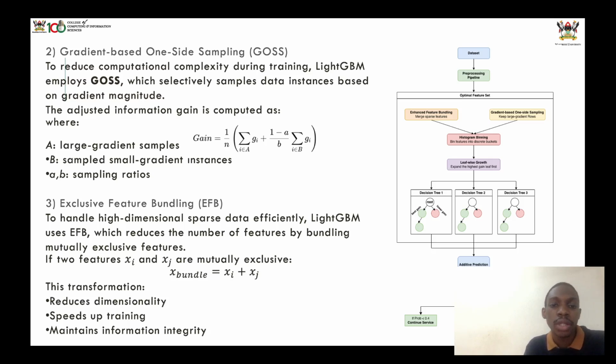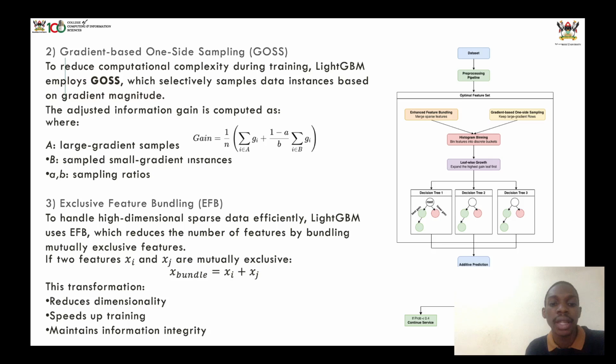So the adjacent information gain is computed as we can see. The gain is 1 over n times the summation of ki plus 1 minus a over b times the summation of ki, where i is an element of B. A represents the large gradient samples, B represents the sampled small gradient instances, and small a and b are the sampling ratios. So next we have the exclusive feature bundling, EFB.